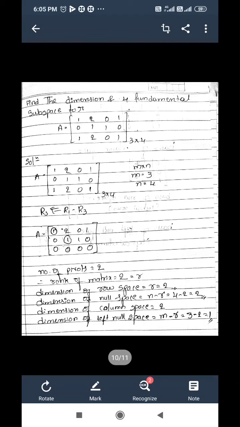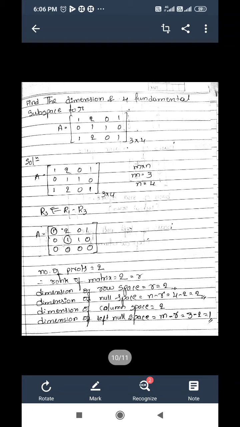So we see the problem of finding dimensions and subspaces. This is the given problem: find the dimension and the four fundamental subspaces for the matrix A = [1 0 1; 2 1 2; 0 1 0; 1 0 1]. Solution: the order of the matrix is 3 rows and 4 columns.